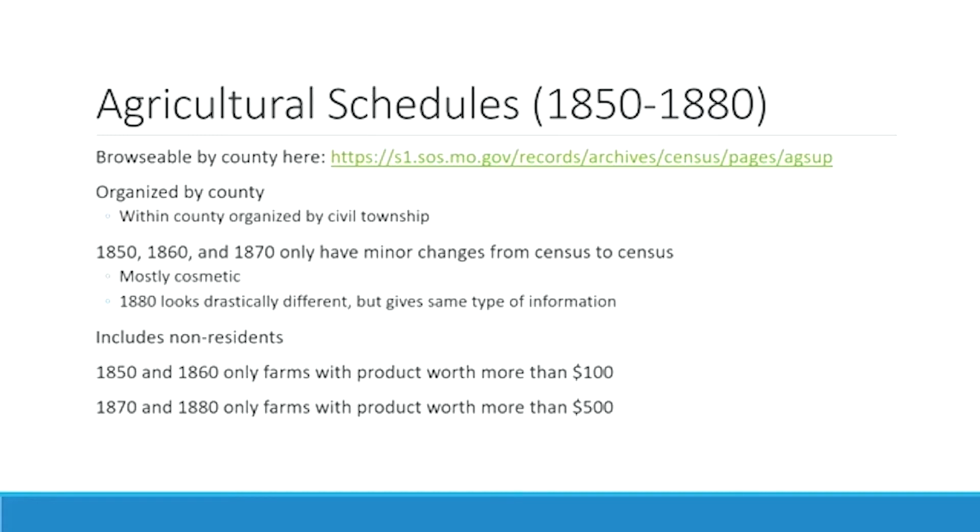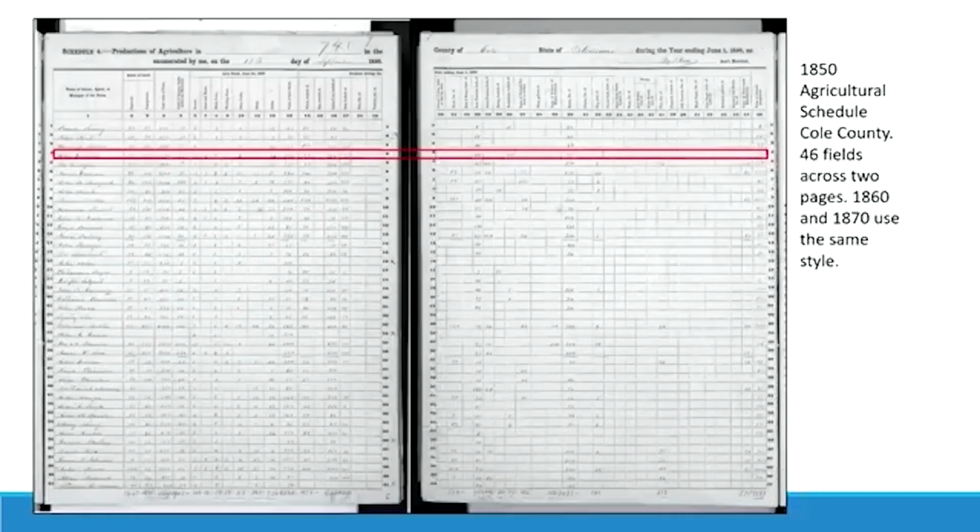In 1850 and 1860, only farms with product worth more than $100 were included on the census. And in 1870 and 1880, it was farms with product worth more than $500. So if the farm was only making enough product to sustain the family, they might not actually be listed on this census. But if they made enough to meet the criteria, you'll get a bunch more information about how your ancestors lived and worked.